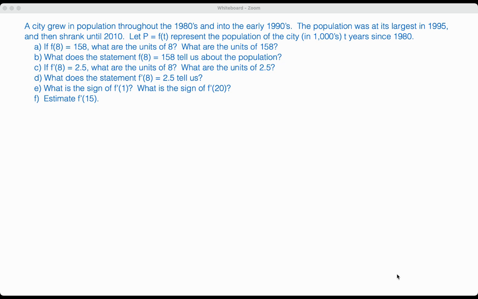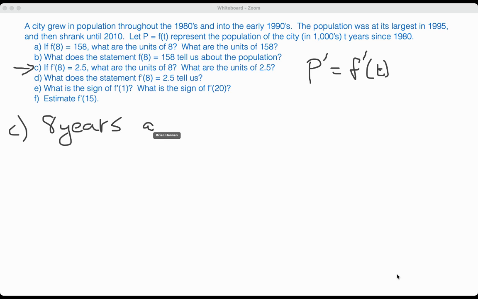But I tell you what, let's get to the derivatives. Part C. Now we're saying what happens if you take the derivative of f at 8 and it equals 2.5. Well, you have to realize if I take the derivative of this function, t is still going to represent the number of years. So that's still going to be 8 years after 1980. So that hasn't changed.